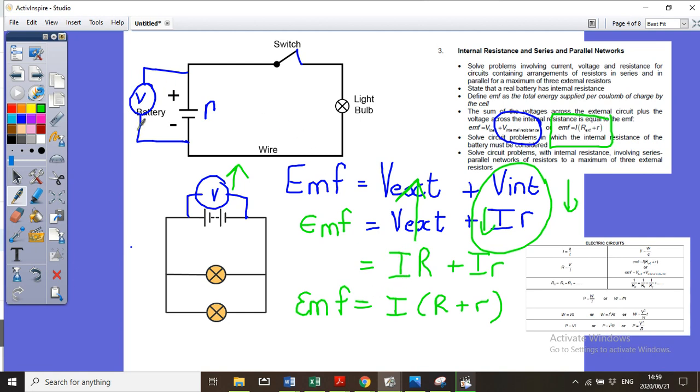It's the EMF, which is the total amount of energy available that is split up between the external voltage, what the light bulb is using, the energy that the light bulb is using, and the energy that the battery is using.